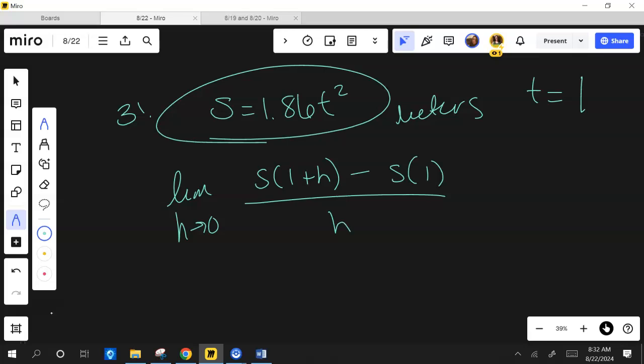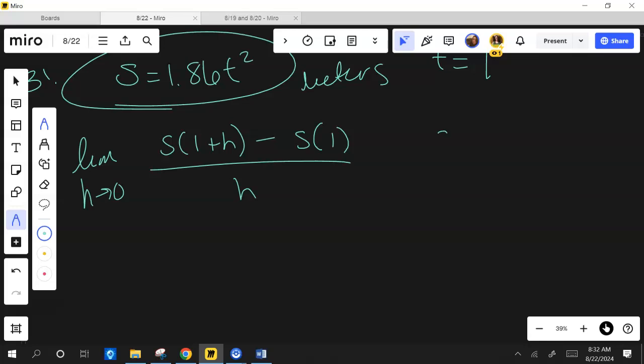This is just the setup. I haven't put it in yet. S of 1 plus h is 1.86 times 1 plus h squared.